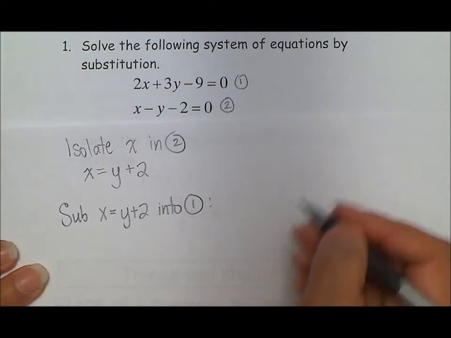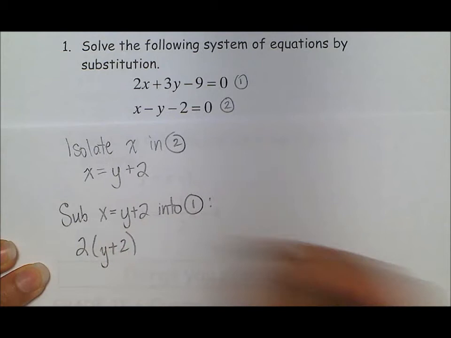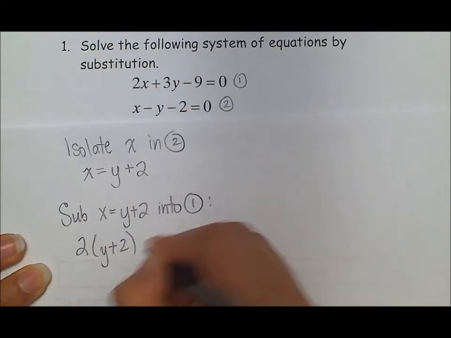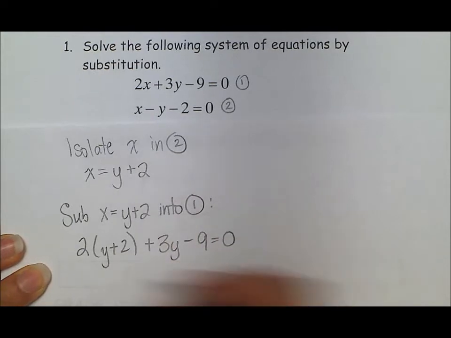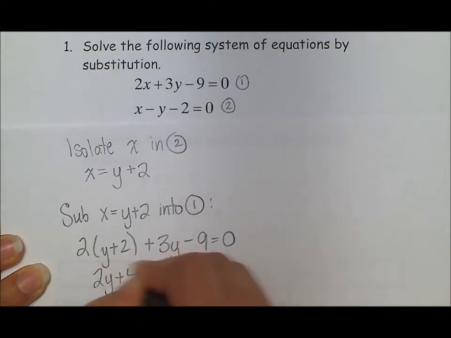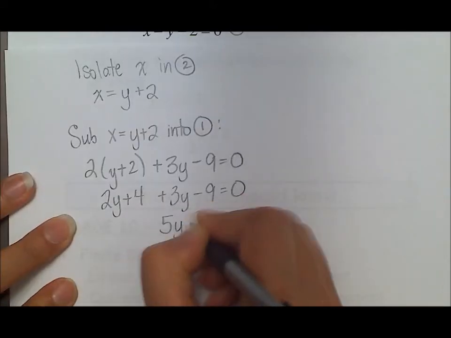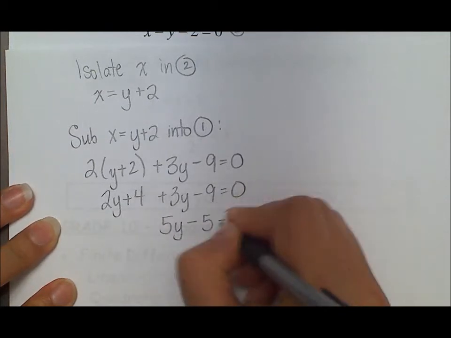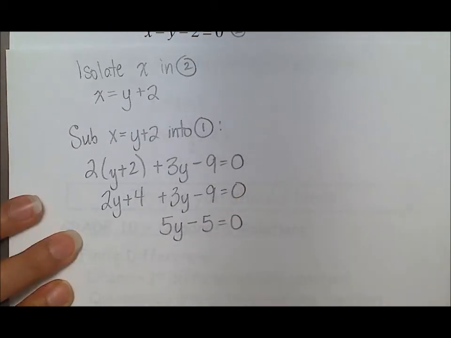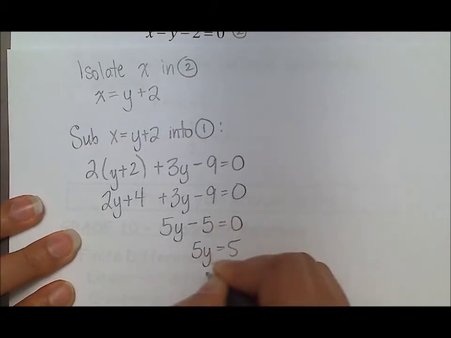And so what I get is 2 times (y plus 2), so I'm replacing x with y plus 2, plus 3y minus 9 equals 0. And if I expand and simplify, I get 5y minus 5 equals 0. And remember that you're trying to solve for y, so move everything over to the other side. And you get 5y equals 5, which means y is equal to 1.